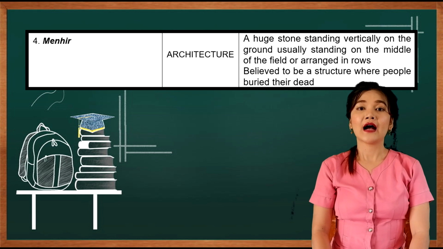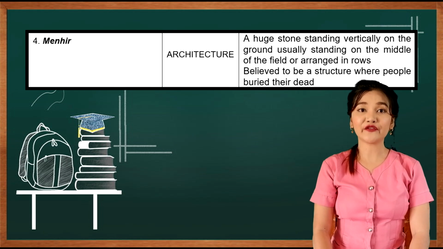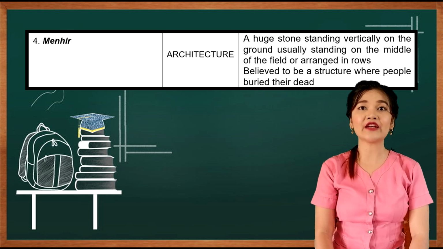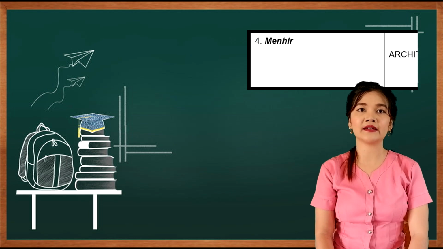Number 4. Menhir. Art form: architecture. A huge stone standing vertically on the ground, usually standing in the middle of a field or arranged in rows. Believed to be a structure where people buried their dead.